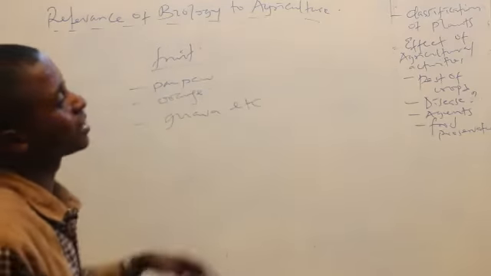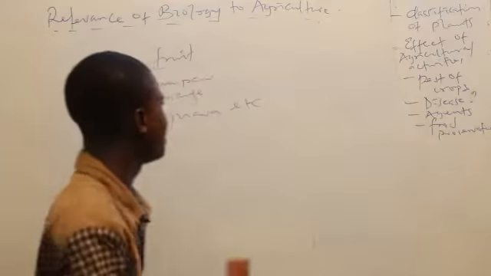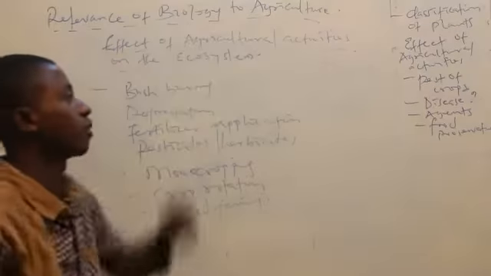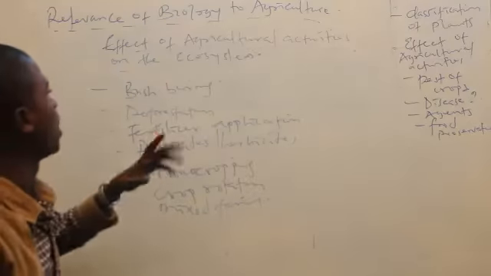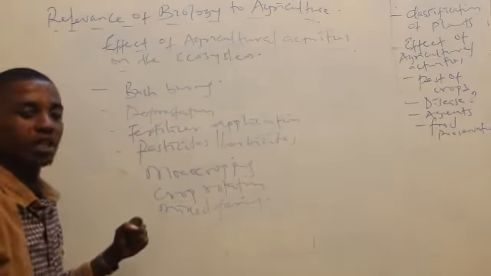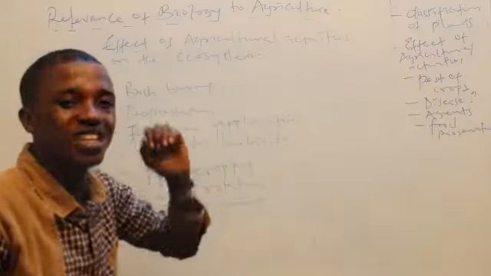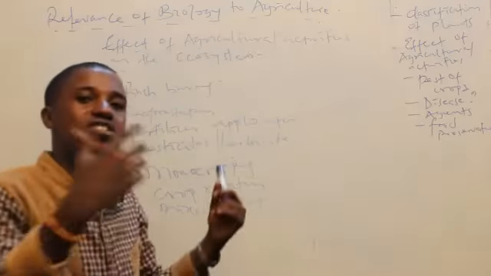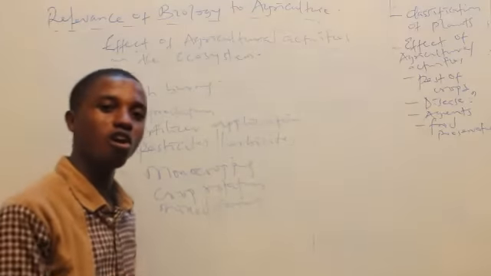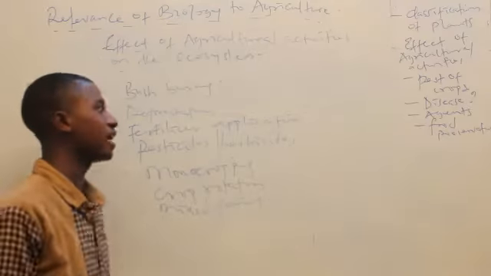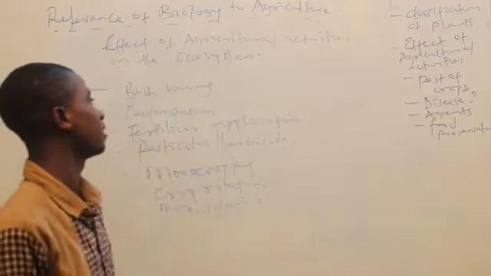Now that we're done with classification of plants, we would quickly be looking at the effect of agricultural activities on the ecosystem. One is bush burning, the setting of fire on bushes. One thing it does is it kills the microorganisms that are there. It exposes the surface of the soil. Even aside from that, bush burning changes the structure or the texture of the soil, and that is bad for the soil. So bush burning, when it is not controlled, is indiscriminate and it is bad.